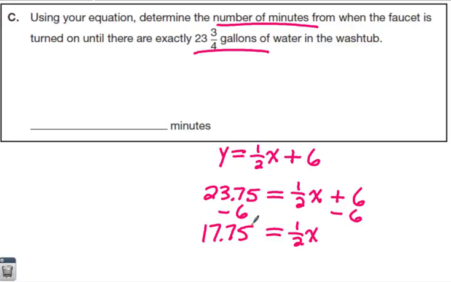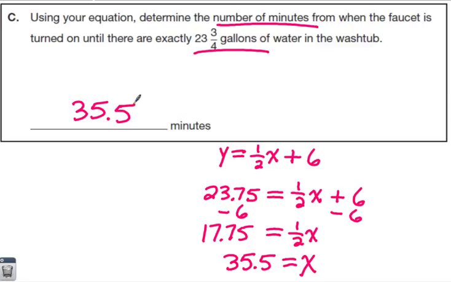So now what would I do technically? If that was a 0.5, I could divide both sides by 0.5. You could technically divide both sides by 1/2, which is the same as multiplying by 2. But no matter how you slice it here, you're going to end up getting 35.5 for x, which is your number of minutes. 35.5 minutes to get to 23 3/4 gallons.